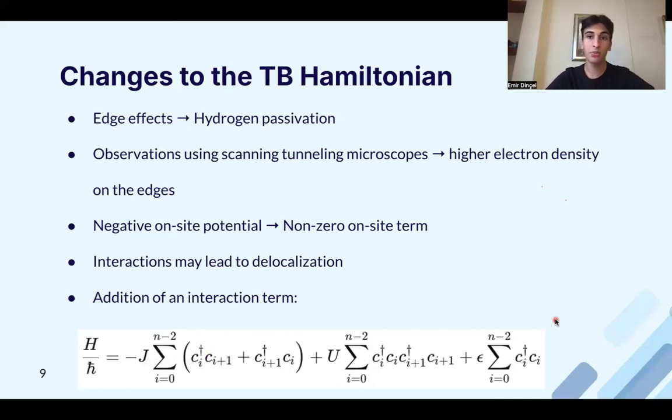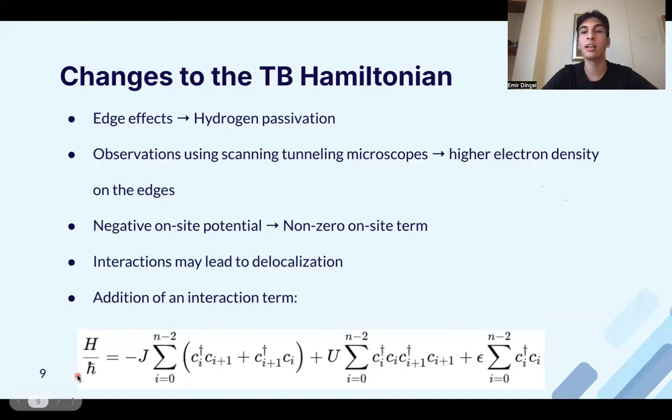Thus, in order to account for this change, we will have to make the on-site potential slightly negative and adjust our tight binding Hamiltonian accordingly. In addition, interactions such as the electron interactions may lead to delocalization, and in order to account for this potential error, we will have to utilize the Hubbard correction term. When we utilize these terms, our final tight binding Hamiltonian will look like the following at the bottom right here.